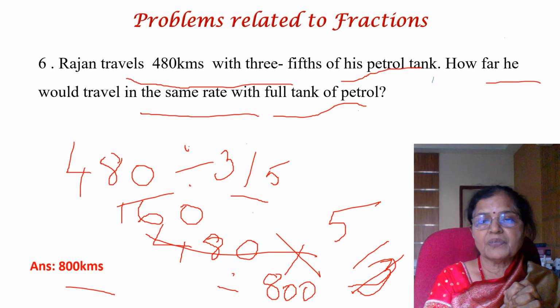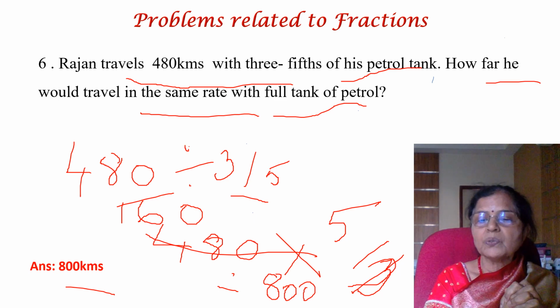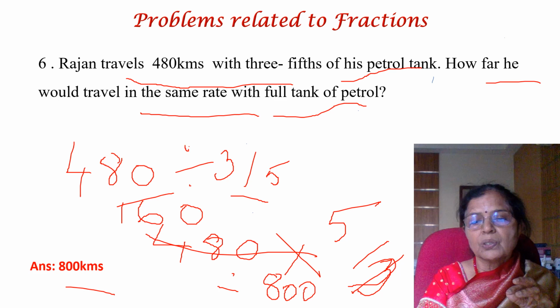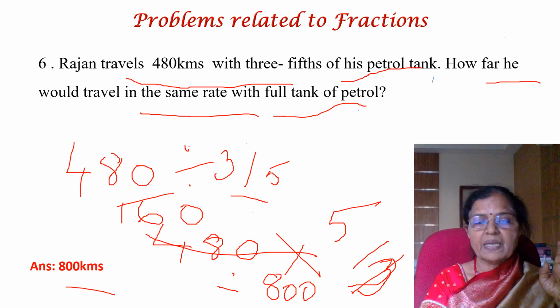Because we are dividing: with 3/5 of the tank he could go 480, then how far could he go for one full, that is 5 by 5. Because it involves division, you have to put the reciprocal of the fraction and multiply it. 480 into 5 by 3. Instead of 3 by 5, you put 5 by 3, then simplify it, you get 800 kilometers. That is all to it. Okay.